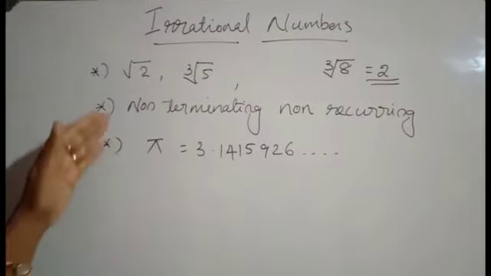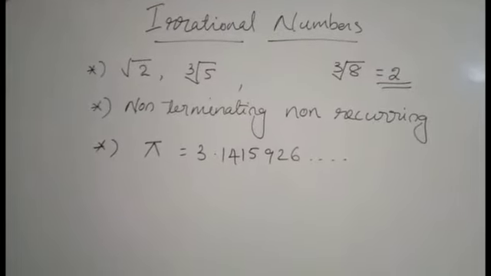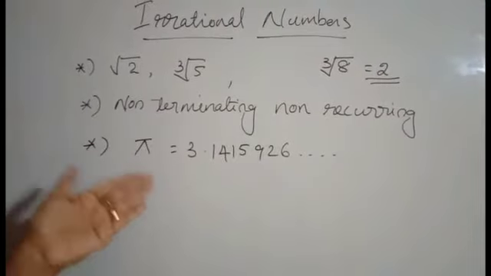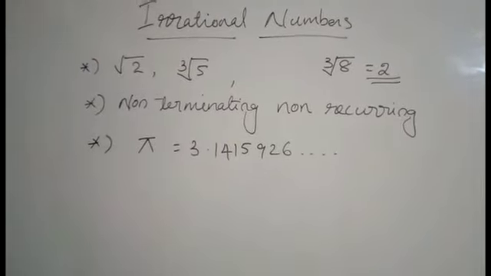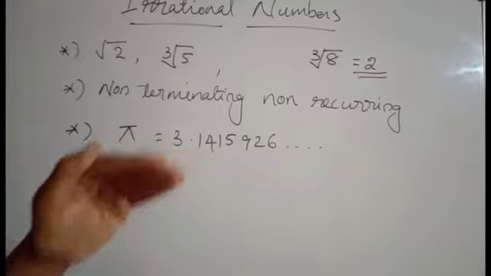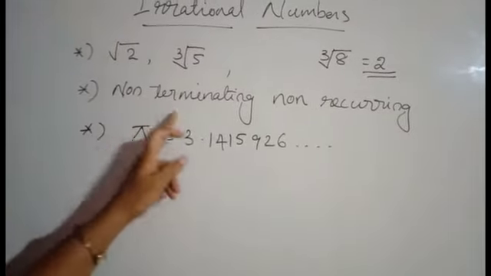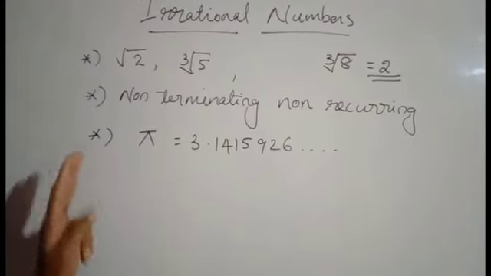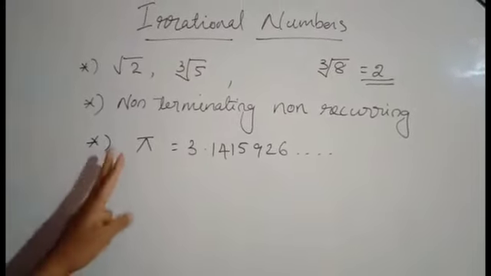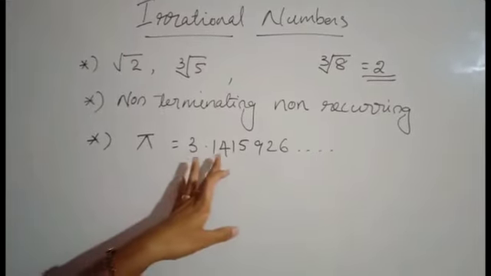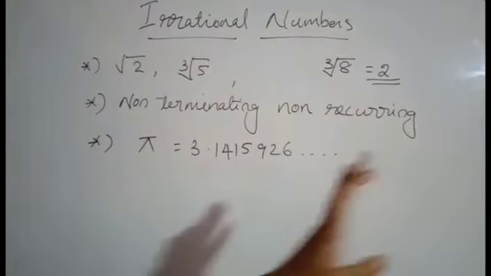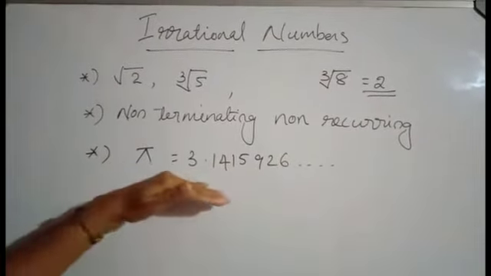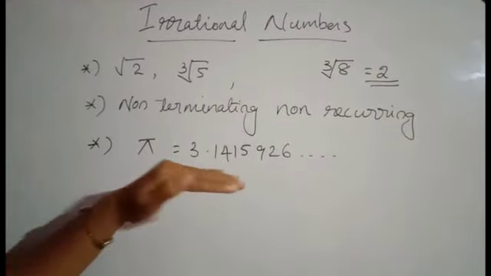The next one: I have told you yesterday in the previous class that non-terminating recurring decimals are the examples of rational numbers. Here, when we speak about irrational numbers, they are non-terminating and non-recurring decimals. And the third point is the value of pi. The value of pi is 3.141596, etc. It keeps repeating. The division doesn't end. That is why this is also an example of an irrational number.